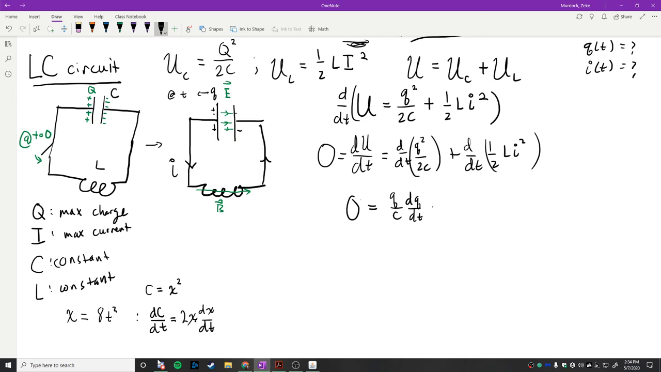They call this implicit differentiation or something like that. I call it the chain rule. You're basically just doing the chain rule. The derivative of the outside is q over C. The derivative of the inside is dq/dt. You don't know what q is yet, but it varies in time. The derivative of this one, what would this one be then? It's pretty similar. Derivative of the outside is L i. Derivative of the inside function i is just di/dt.